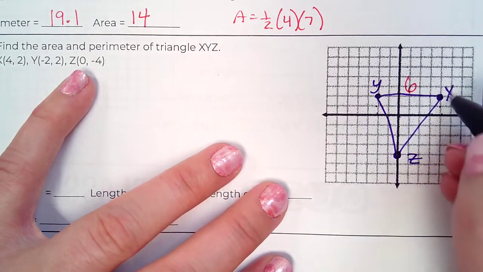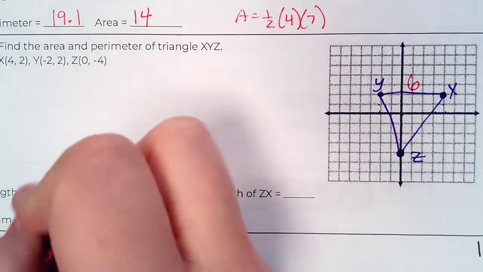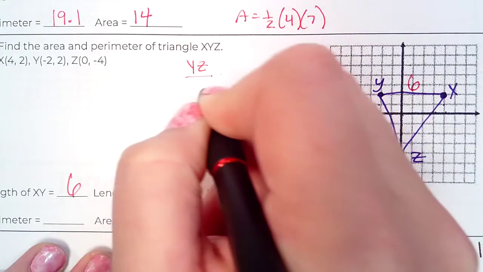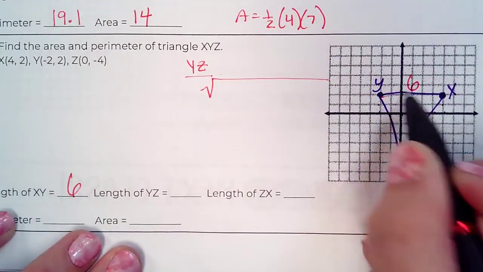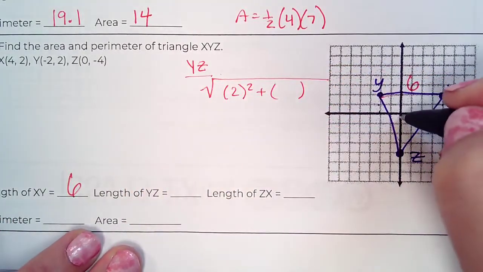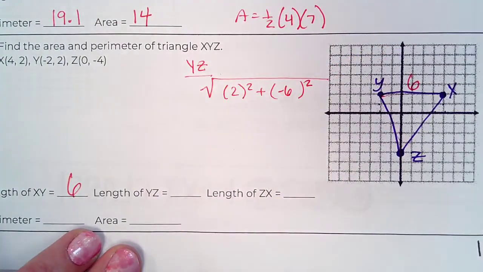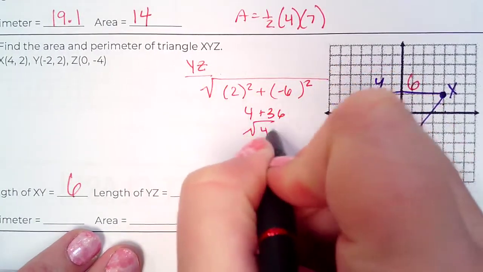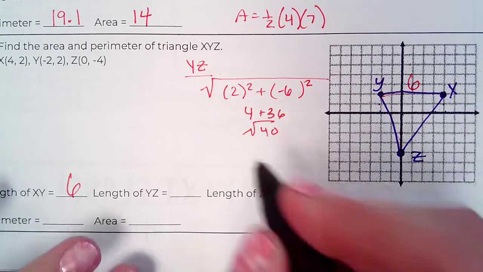Now, I'm going to use my distance formula to find these other two lengths. So XY is 6. YZ. Do that one first. So I went to the right 2 and down 1, 2, 3, 4, 5, 6, negative 6 squared. So that's 4 plus 36, the square root of 40. Square root of 40 is 6.3.